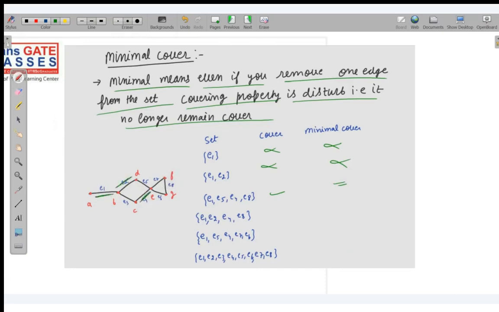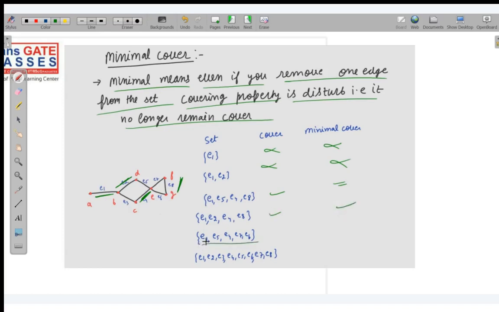E2, E4, E8. So E1 is deleted, then A will not be covered. Now E2 deleted, then D will not be covered. Okay, E4 deleted, then E will not be covered. So here E8 deleted, then F and G will not be covered. Yes, so obviously it is minimal. Okay, so it is also minimal.